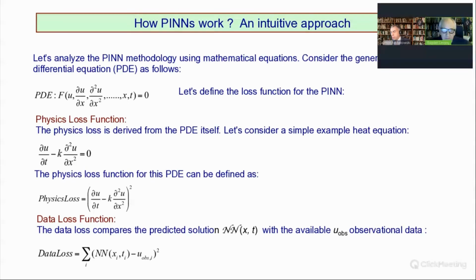Now, when preparing this workshop, I was thinking of giving an introduction to the nature of PINNs. And I thought that maybe an intuitive approach would be the best option. So I assume that all of you, or at least some of you, already have some experience in machine learning and neural networks. And the question is how physics contributes to the development of this methodology.